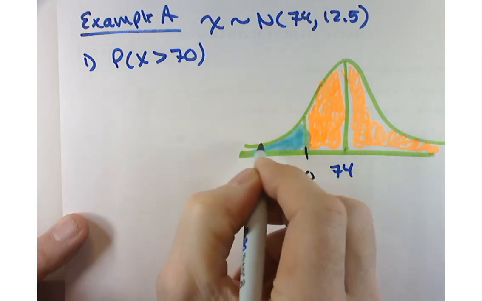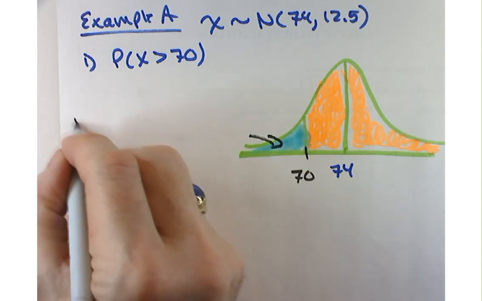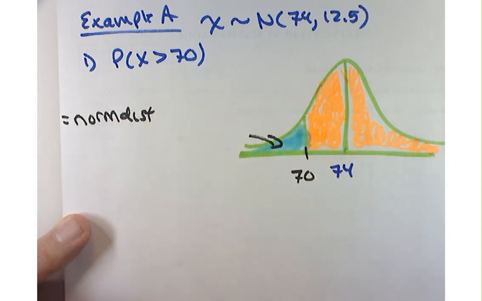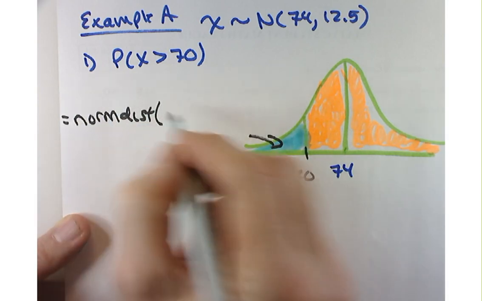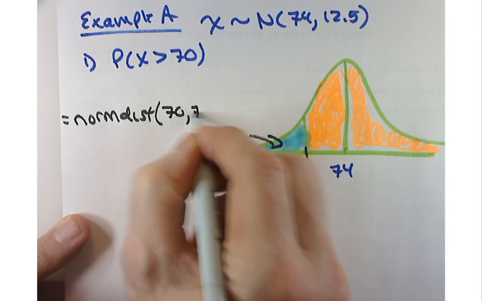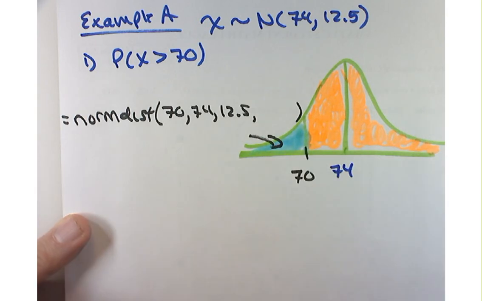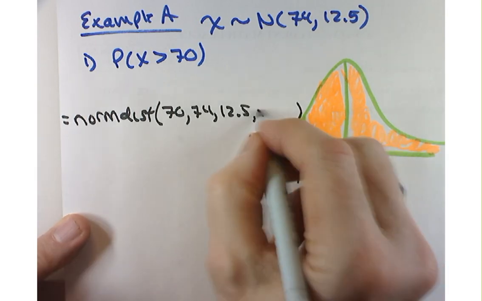So that much is going to be norm distribution. Remember, you have to type in the equals as well. Equals norm distribution of 70, comma 74, comma 12.5, comma what? True. True. Yes, well done.